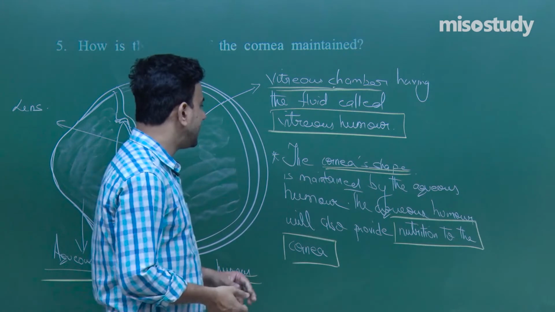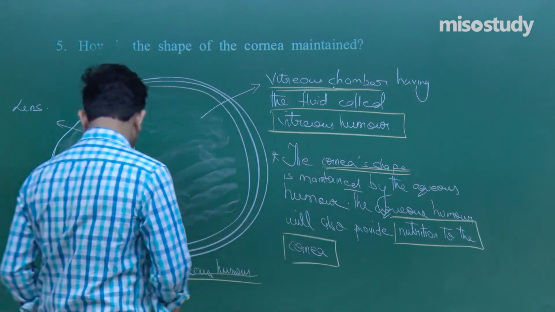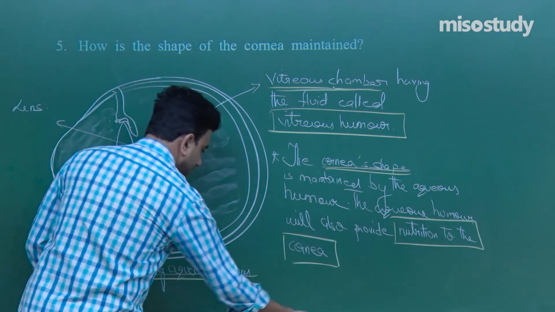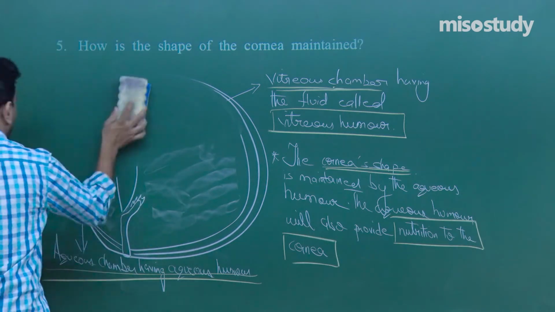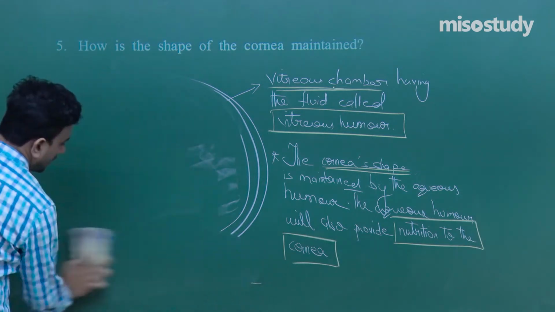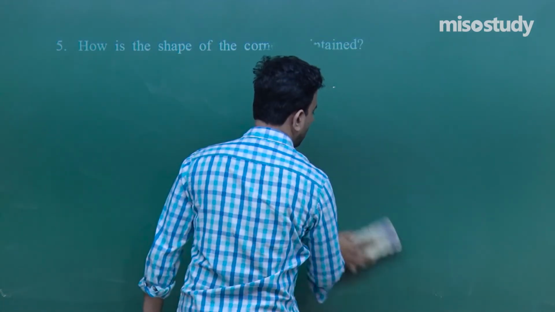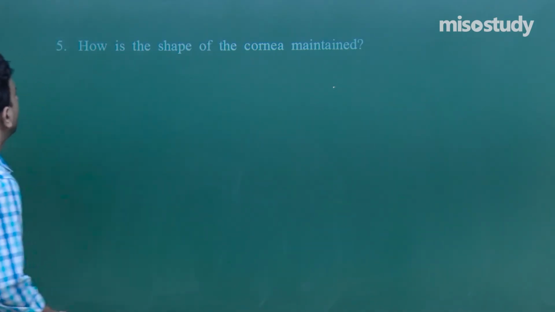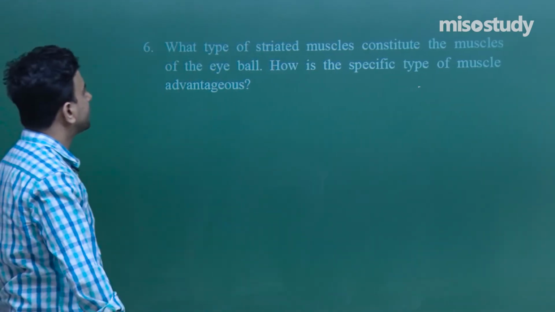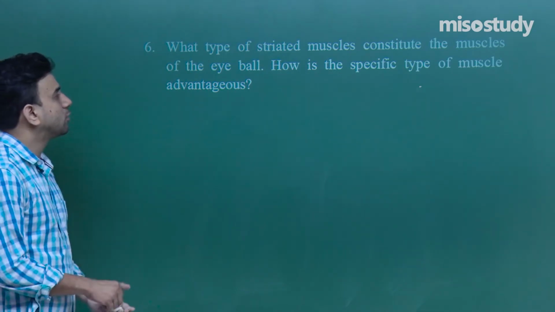The cornea's shape is maintained by the aqueous humor. The aqueous humor will also provide nutrition to the cornea. We will move on with the next question. What type of striated muscles constitute the muscles of the eyeball, and how is the specific type of muscle advantageous?